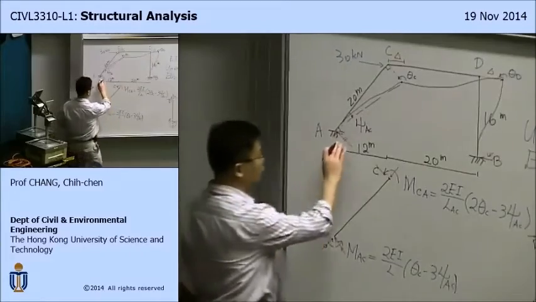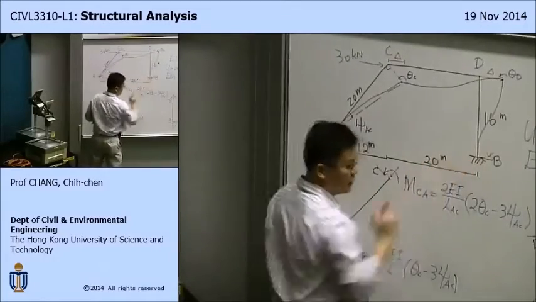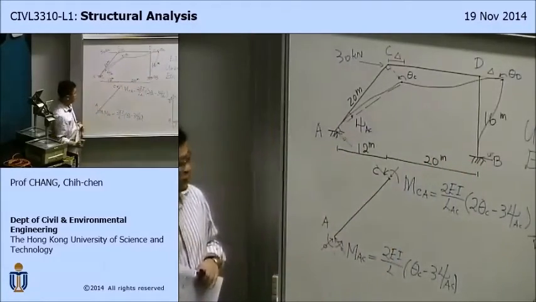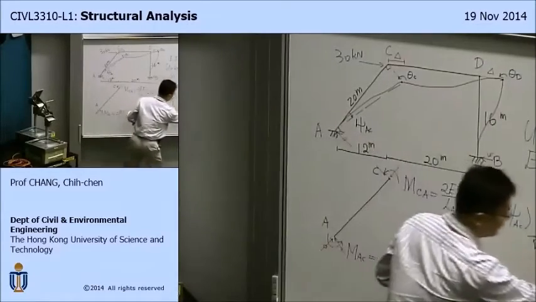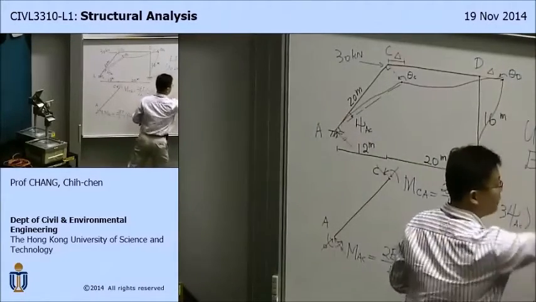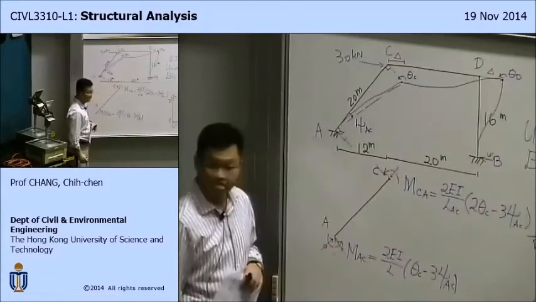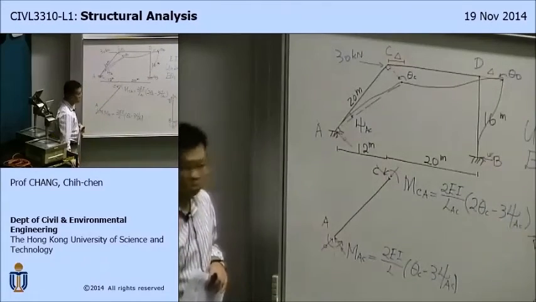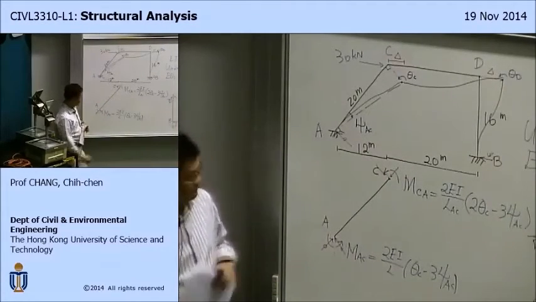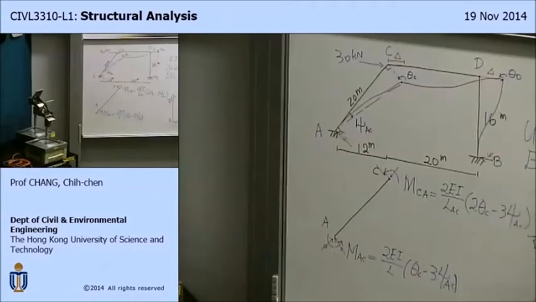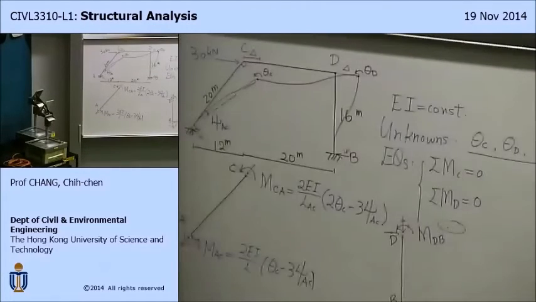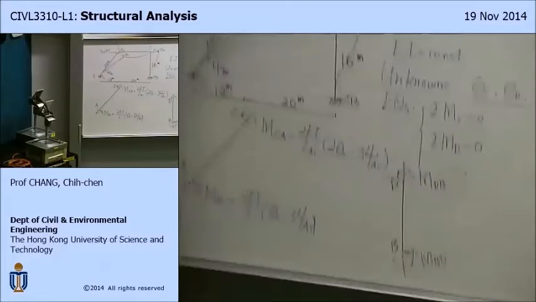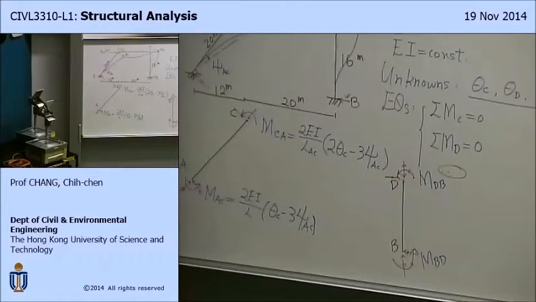Can I formulate another equation, global equilibrium, so that I can put it here to help me solve for the 3 unknowns? That's the problem, all right? So it turns out that, yes, we can do that. Let me show you. It's a little bit tricky, but it can be done.